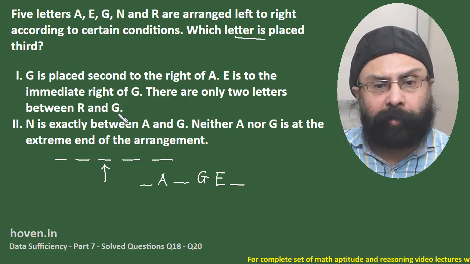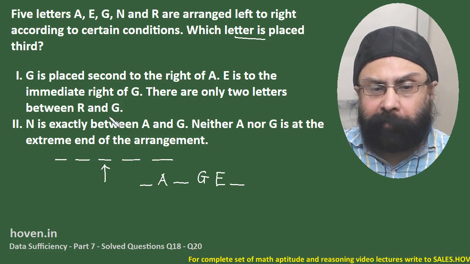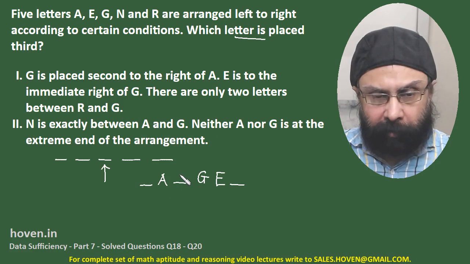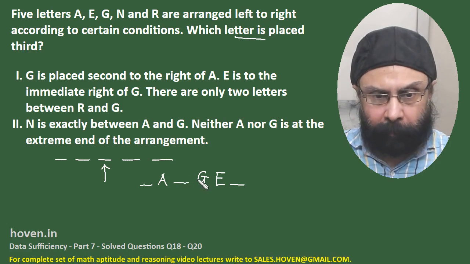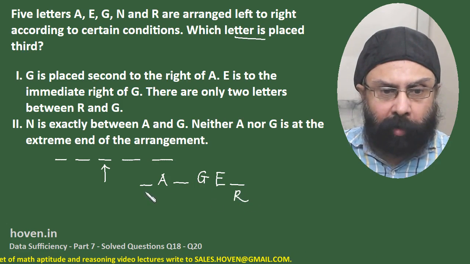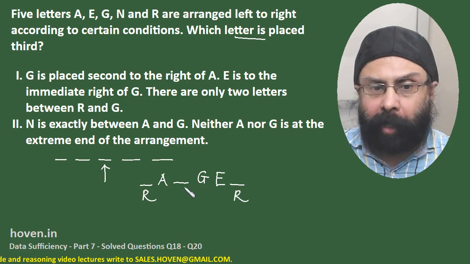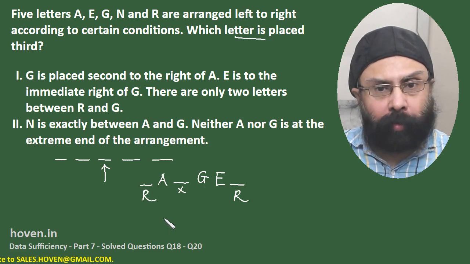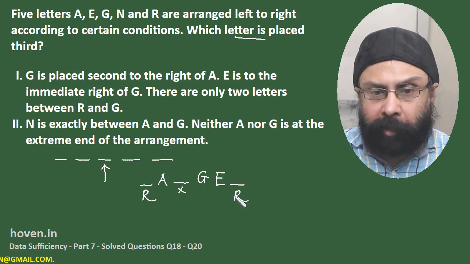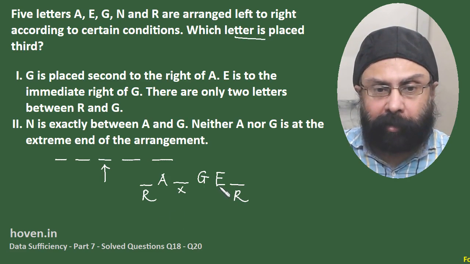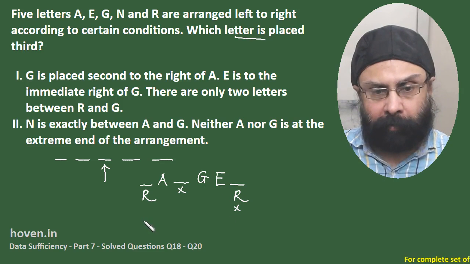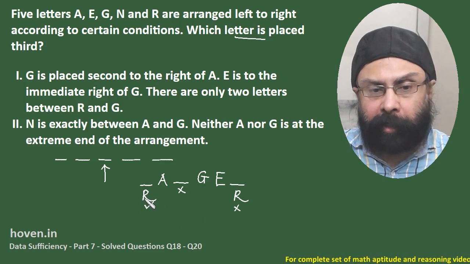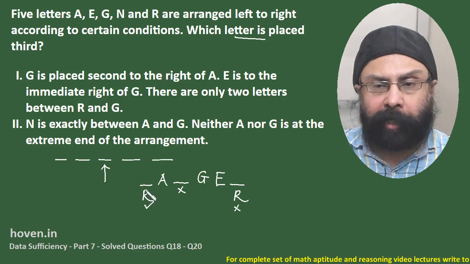There are only 2 letters between R and G. R and G have 2. And it is clear that R can't be at this position, because R is not adjacent to G. That R is either here or R is here. R can't be here, that is totally ruled out. Now there are two letters between R and G. R can't be here because there will be only one E. This is not possible. Now the only possibility is that R will come here because by bringing R here, we are able to have two letters between G and R.